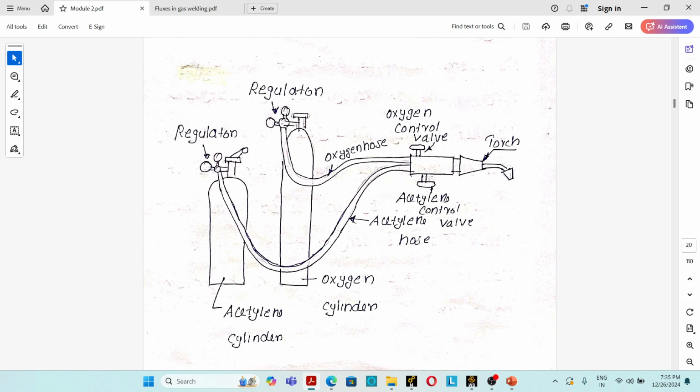To control the flow of acetylene gas and oxygen gas, there is a control valve: an acetylene control valve and an oxygen control valve. So this is a setup for the oxyacetylene welding process. This is known as the welding torch and this is known as the blow pipe. Okay.